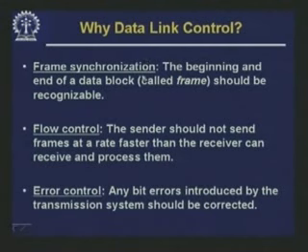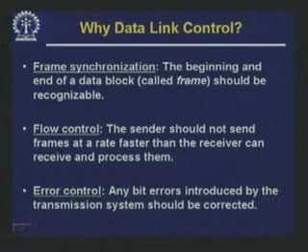One is frame synchronization. That means the beginning and the end of a data block, called a frame, should be recognizable. When you are sending a number of bytes from one machine to the other, they are grouped into blocks. On the other side they should be able to recognize that this is the beginning of the block and this is the end of the block. For that you need to organize these bytes into what are called frames. We will look at the details of frames later on. That is the first job of the data link layer.